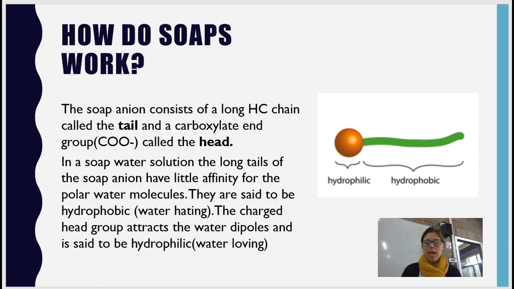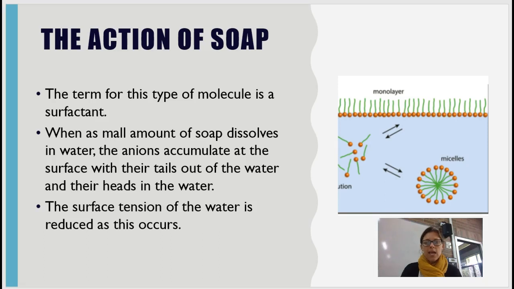So what's actually happening in these chains is when we've got a small amount of soap dissolving in the water, so our soap, it's in the water, it's lathering up, the anions, the negative end, is accumulating at the surface with their tails up, and the heads are buried into that water there, and that surface tension is reduced as this happens. Now you can see in our diagram here along the top we have all our heads onto the water, our tails popping up in the air.